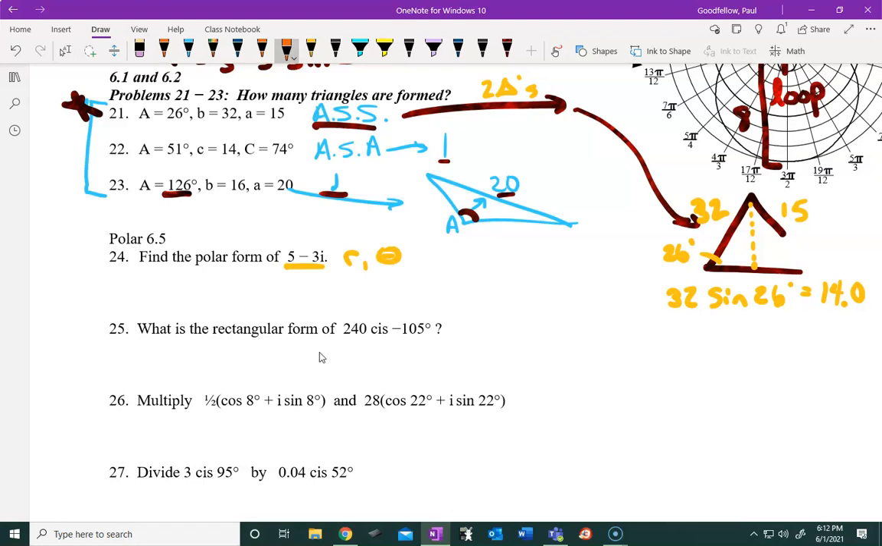R is going to be found by using the Pythagorean theorem. So the square root of 5 squared plus negative 3 quantity squared. It's going to be 25 plus 9, which is the square root of 34. There's your r. That's not too bad.